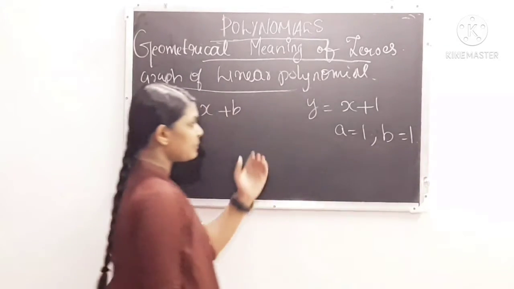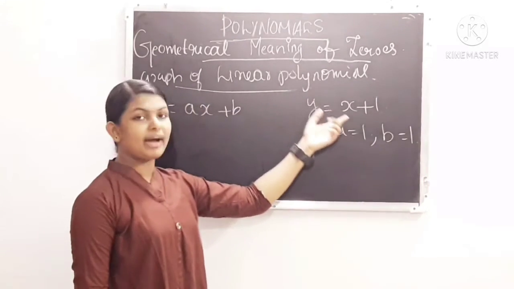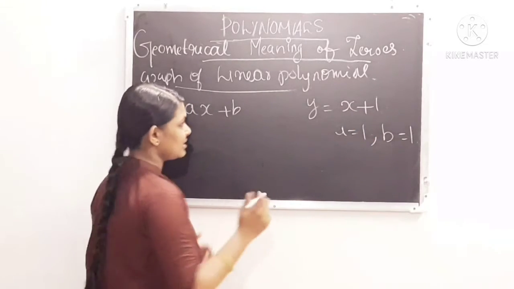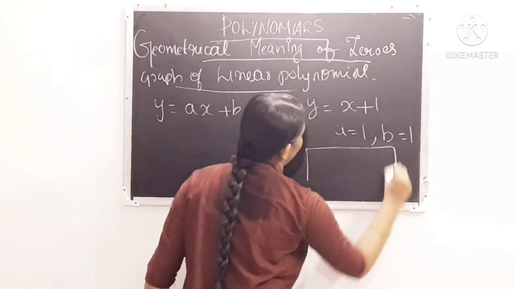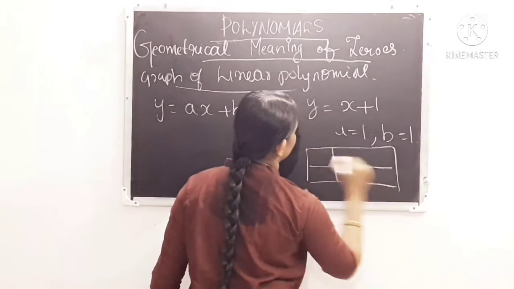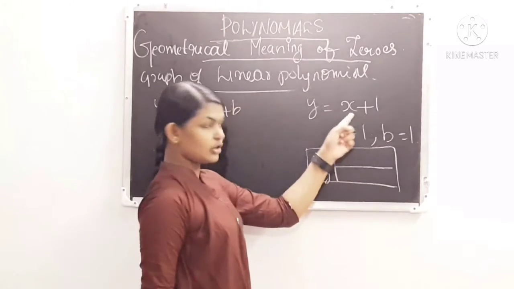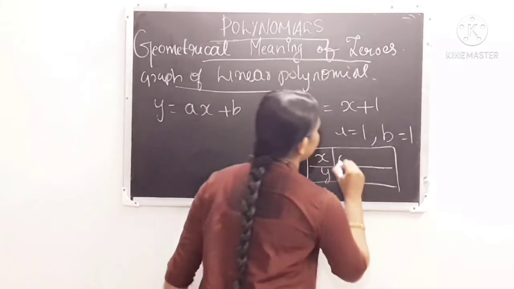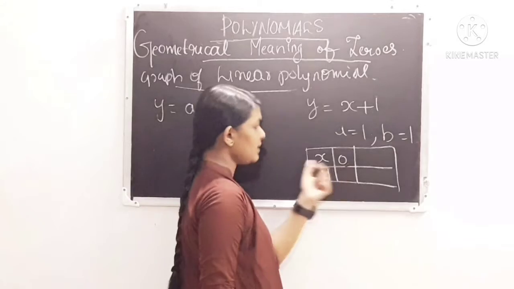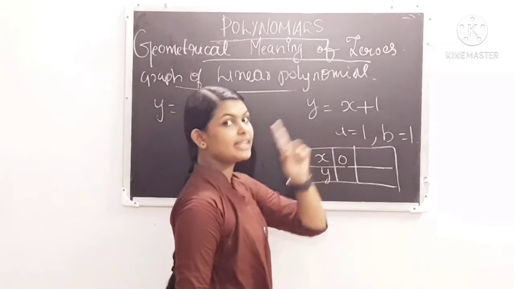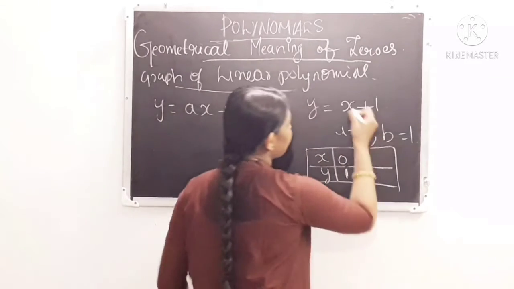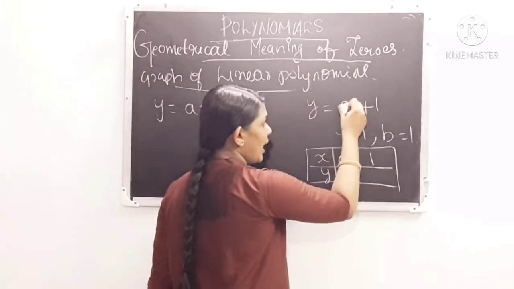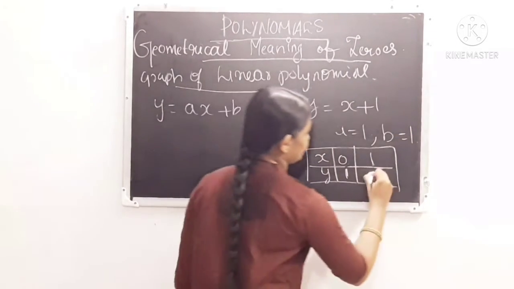Now if you plot the graph of this polynomial y is equal to x plus 1, we will get a linear graph. Just check it. Just take 2 points, x and y. If you put x is equal to 0 in this polynomial, y will be equal to 0 plus 1, and that is equal to 1. If you put x is equal to 1 in this polynomial, we will get y is equal to 1 plus 1, which is equal to 2.